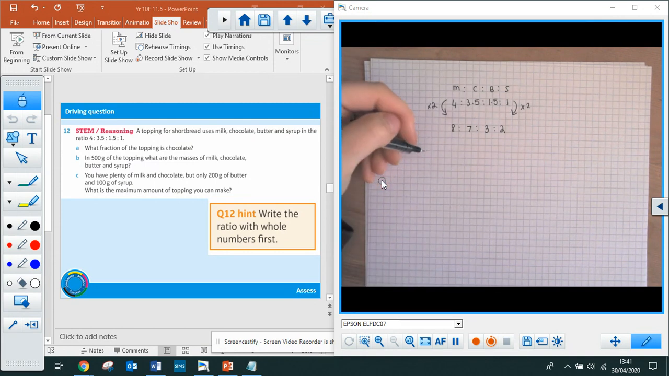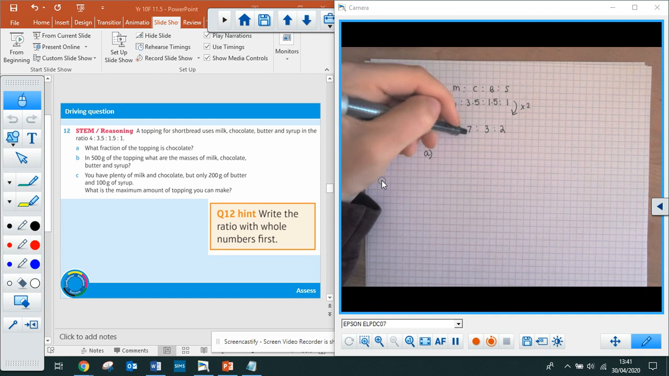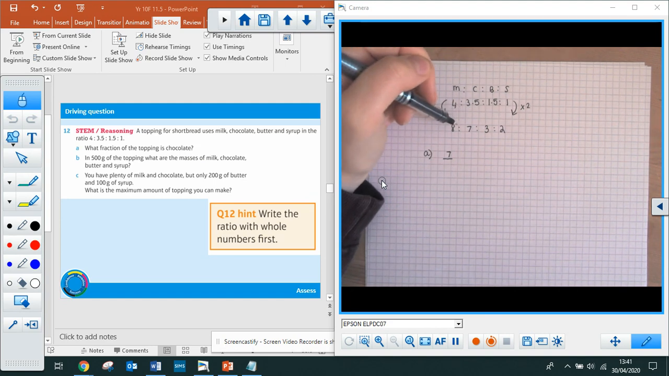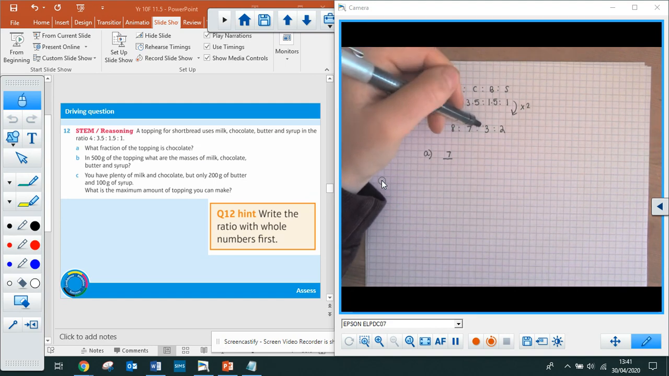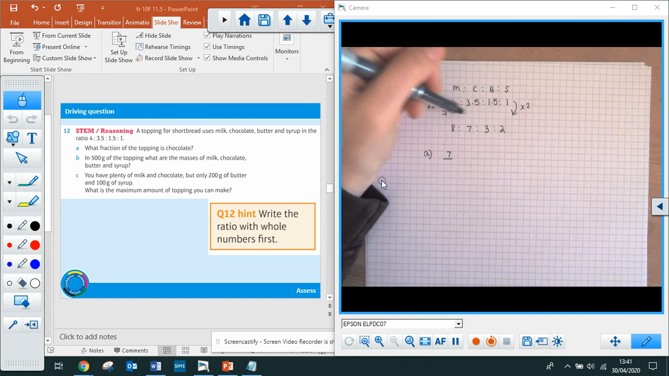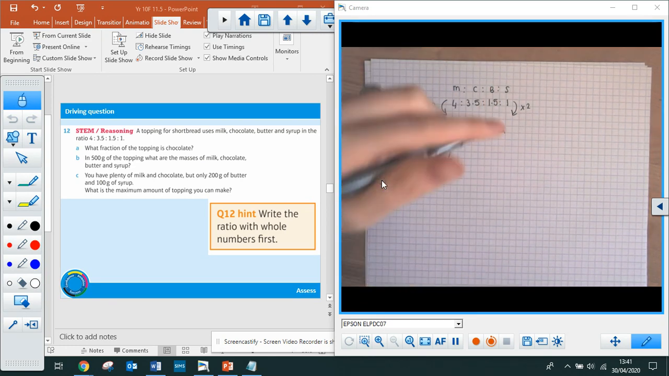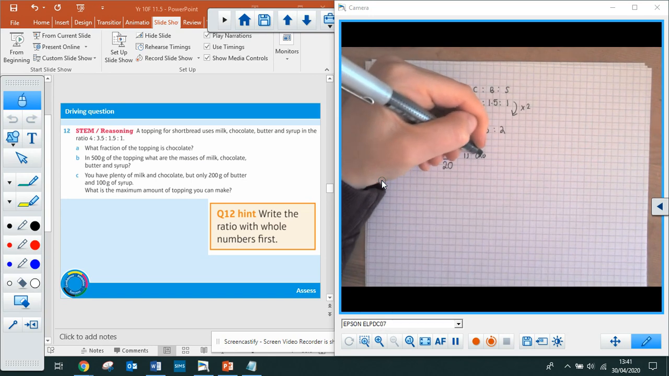The question, part A, says, what fraction is chocolate? Well, 7 belongs to chocolate, so I know my numerator is 7 because 7 parts of chocolate. And my denominator, remember, is my total number of parts. So to work that out, I need to do my 8 plus 7 plus 3 plus 2. I know 7 and 3 is 10 and 8 and 2 is 10. So altogether that's 20. So it's out of 20 parts. The 7/20 is chocolate.